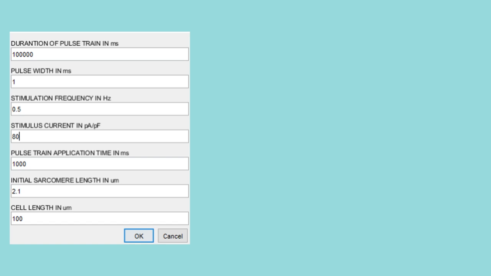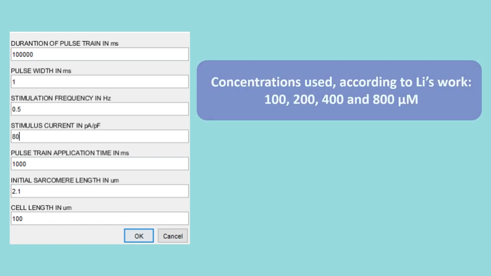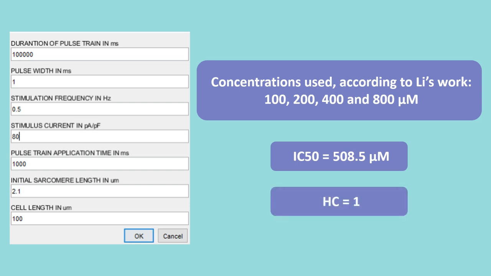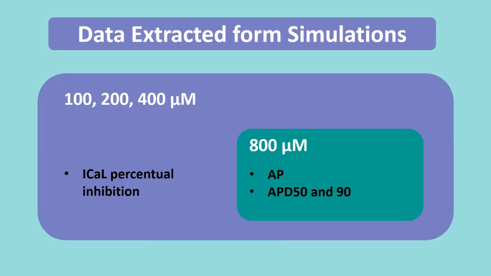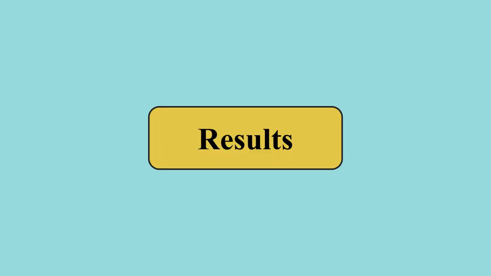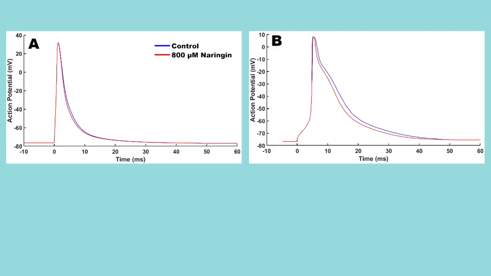These were repeated for 4 simulations in different concentrations, 100, 200, 400 and 800 micromolar, using IC50 equal to 508.5 micromolar and Hill coefficient equal to 1. From the simulations, we extracted the percentual inhibition of ICaL for all concentrations, plus the AP, APD50 and APD90 for 800 micromolar. Results. The results follow as below.